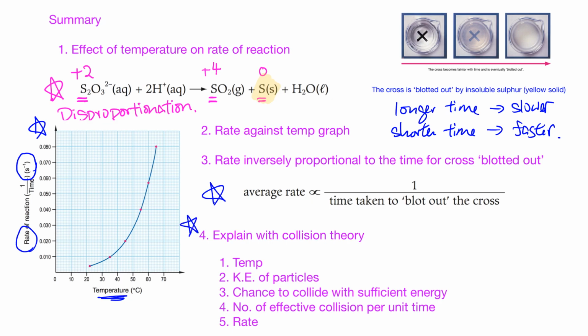So to explain in terms of collision theory, remember, temperature will affect the kinetic energy of the particles, and for particles with less kinetic energy, the chances to collide with sufficient energy will also be decreased. With less chance to collide with sufficient energy, the number of effective collisions per unit time will also decrease. As a result, rate will then be decreased.